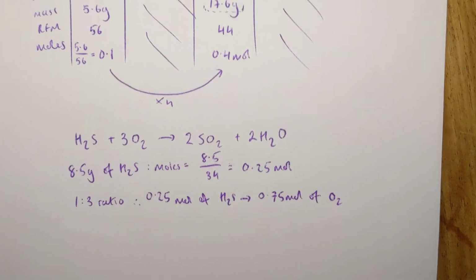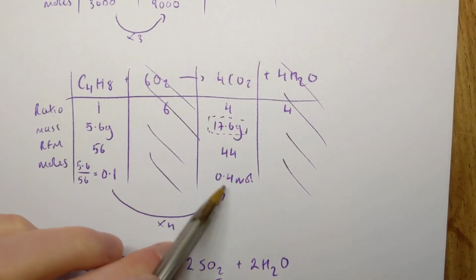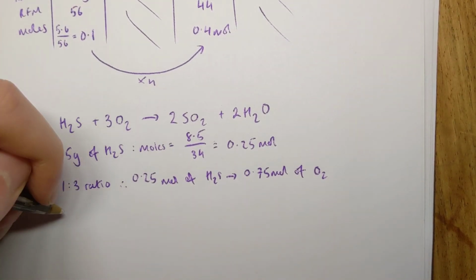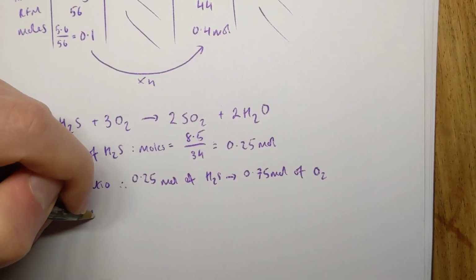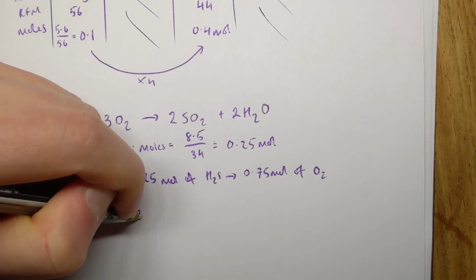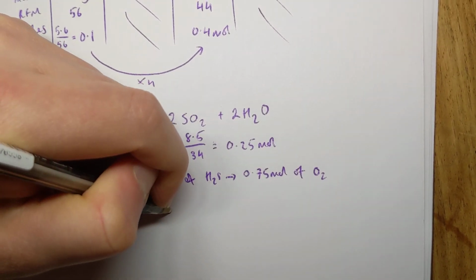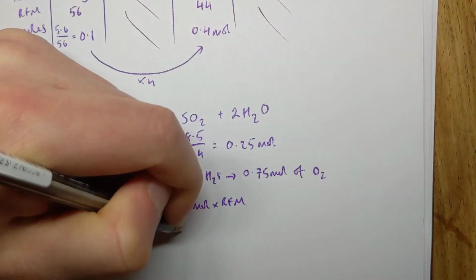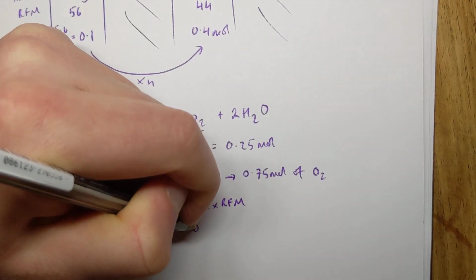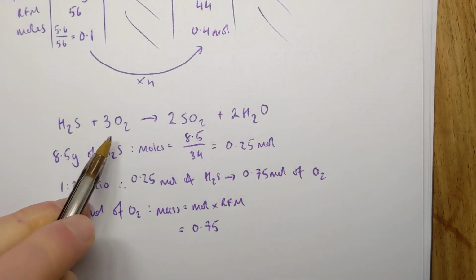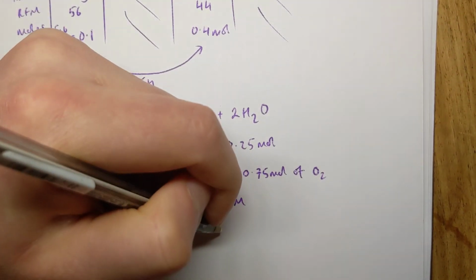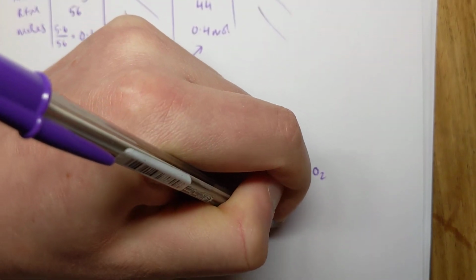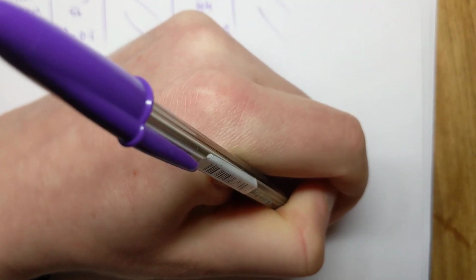You might remember from the last step from the table method, once you've got the moles of your other bit in your question, you're trying to get back into a mass. So if I've got 0.75 moles of oxygen, I'm going to use mass equals moles times RFM. RFM, remember I don't use the balancing number, just O2, so that's 16 plus 16, which is 32. Giving me a final answer of 24 grams of oxygen.